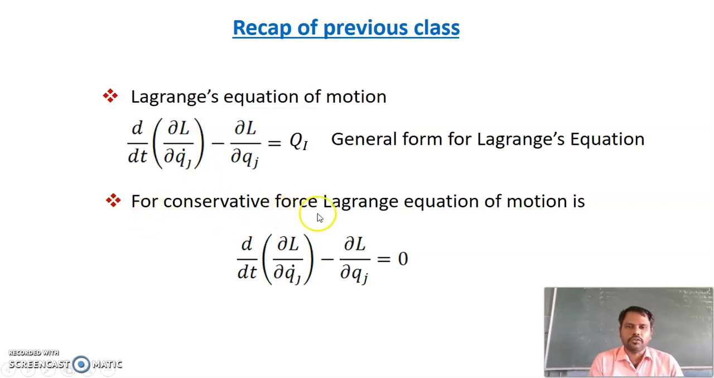For a conservative force, where Qj is equal to 0, the Lagrangian equation of motion becomes d by dt of dou L by dou Qj dot minus dou L by dou Qj is equal to 0. Note that we have derived this equation for a holonomic case.